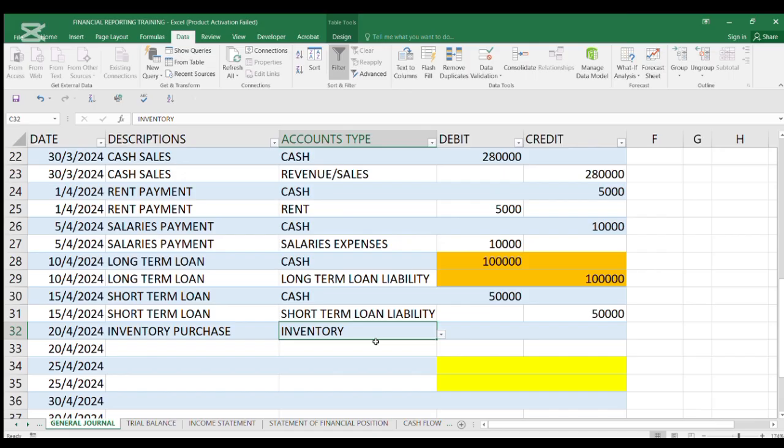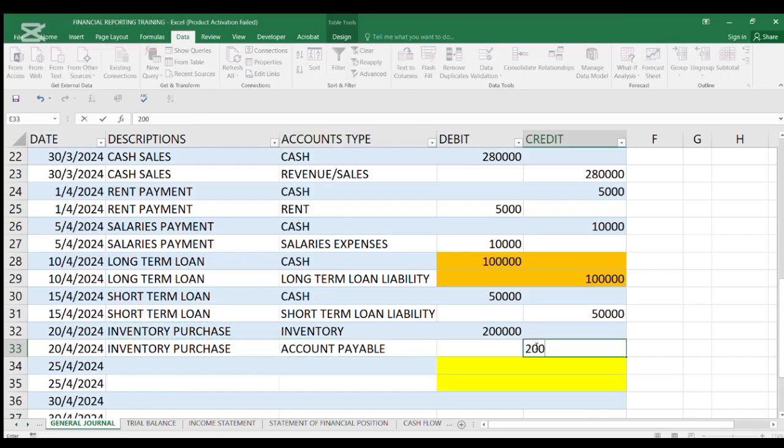All right. So the value of inventory increases. Right, so we debit inventory account with 200,000 US dollars, and then repeat the same inventory purchase description. Credit account payable. Where is account payable? We select credit account payable.